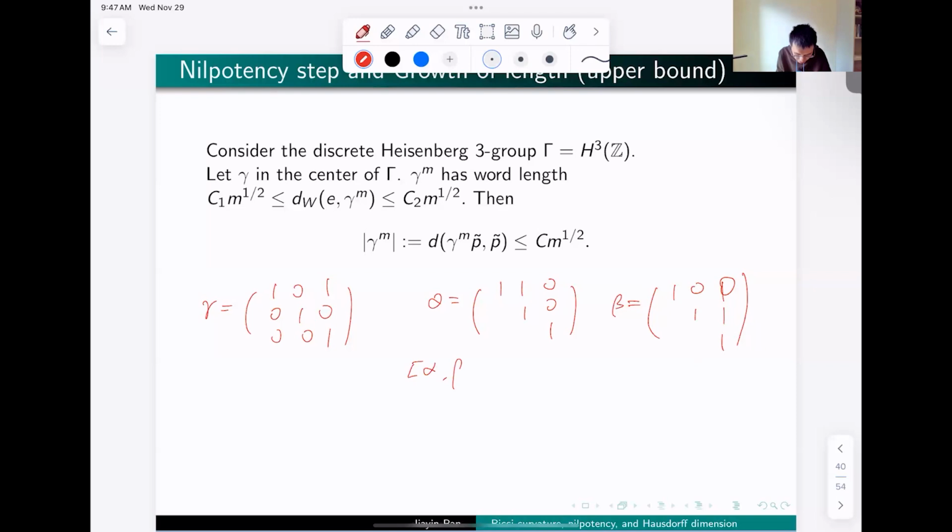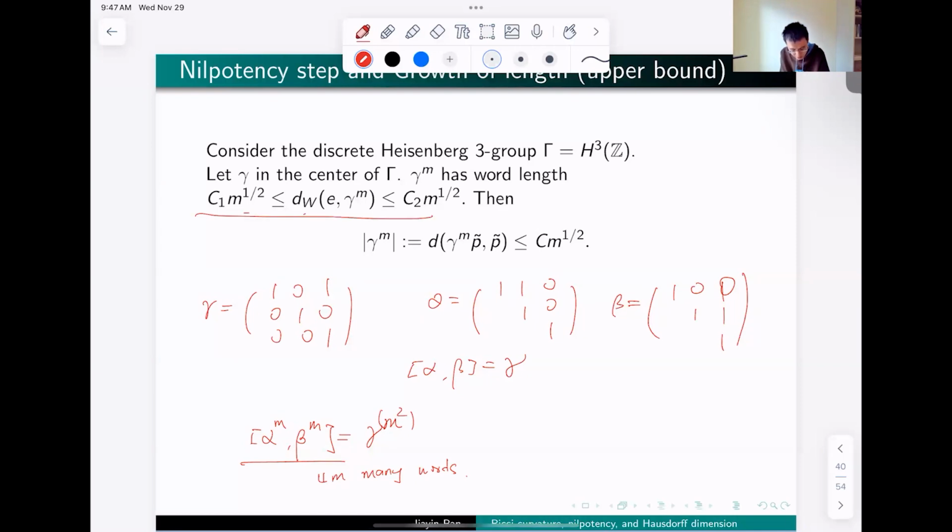And if you do the commutator of alpha and beta, it will generate gamma. But if you want to say what gamma to the m squared is, it turns out that you can use the commutator to write this m squared word by using just four m many words. Because that's a commutator, that's why you get a 4 there. So in particular, if you have this gamma to the m, its word length will be comparable to the square root of m.